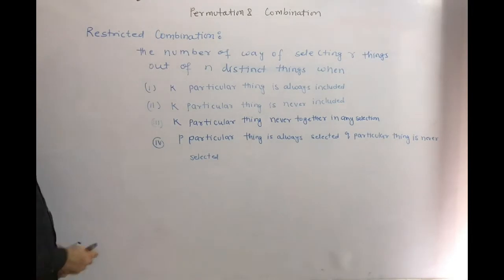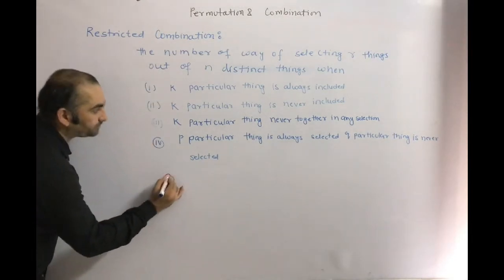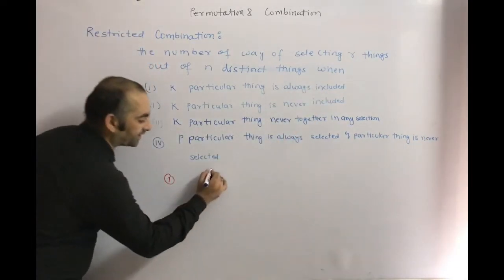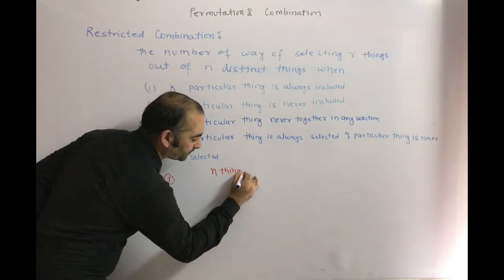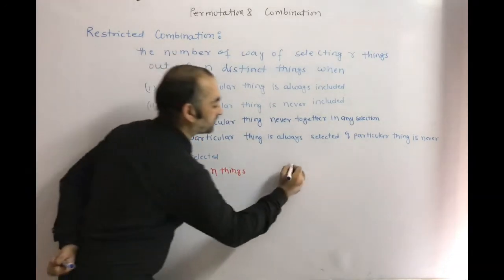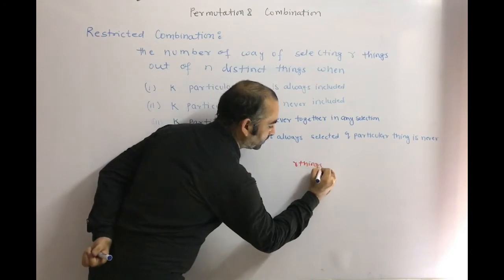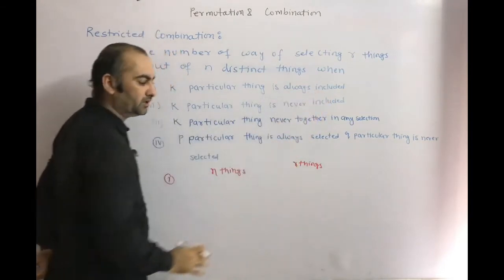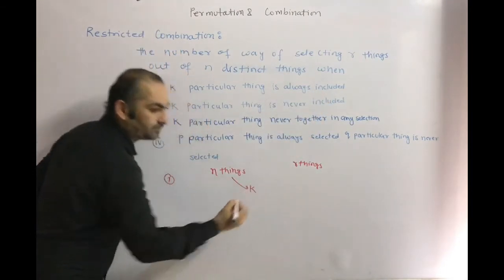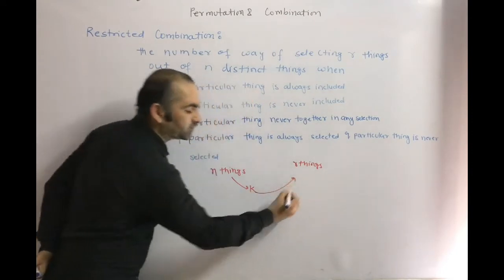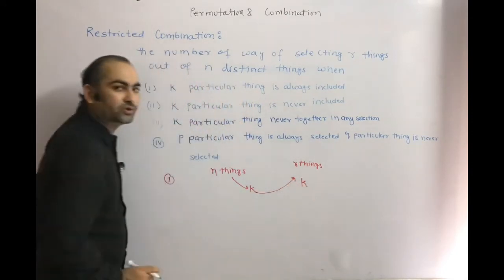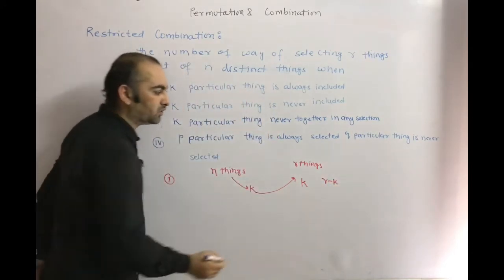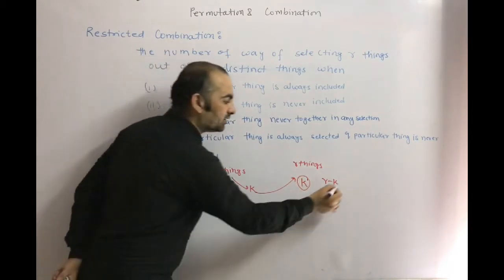So first we are discussing the first point: k particular things are always selected. We have n things in total, and out of n things we have to select r things. According to the first point, the k particular things will come out and go into the selection. Remaining we want r minus k, because the total should be r and k things have already come.